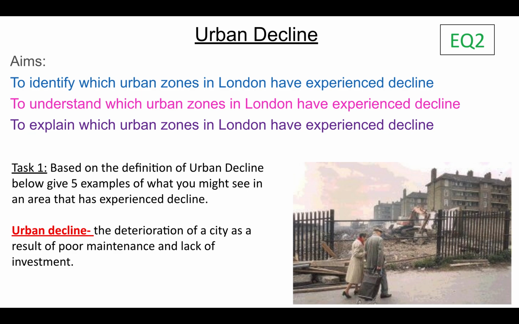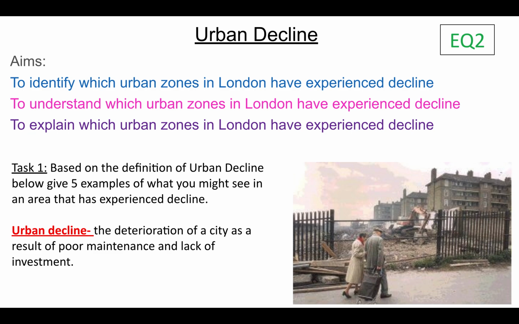So, looking at this definition of urban decline, then: the deterioration of a city as a result of poor maintenance and a lack of investment. What do we really mean by this? What we're saying here is that an area is getting worse. Okay, the quality of that area is getting worse. Instead of improving and getting nicer and nicer, it's getting worse.